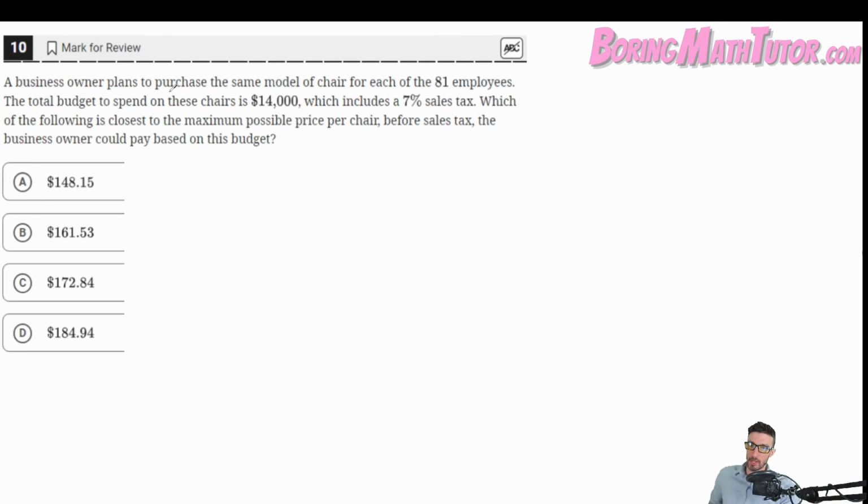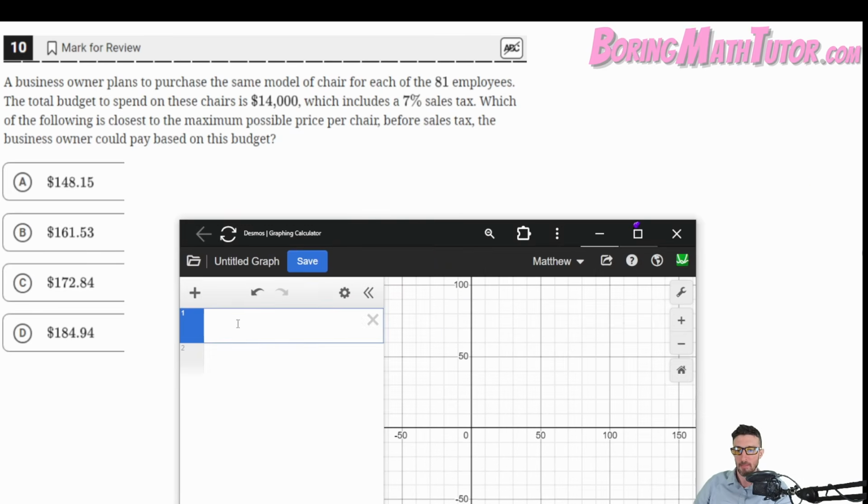We got a business owner that plans to purchase the same model of chair for each of the 81 employees. His total budget is $14,000, which includes a 7% sales tax. Which of the following is the maximum possible price per chair before sales tax the business owner could pay based on this budget? So you could try to see if he actually could use the biggest number there, 184.94, by multiplying it by 1.07 first. Multiplying it by 1.07 takes care of the fact that there's a 7% sales tax.